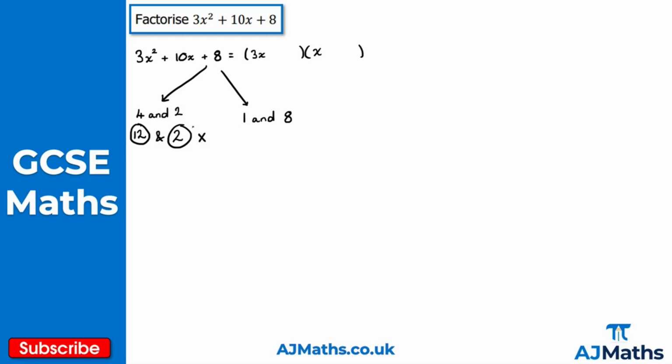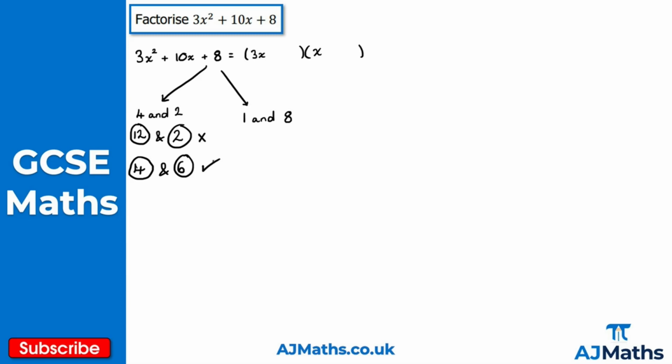So now let's try it the other way around. The 4 will stay as it is. We get 4 there. And now we times 2 by 3. 2 times 3 is 6. So we get 4 and 6. If we add these two numbers together, 4 plus 6 gives us 10. And there we have it. So we found the correct pair.